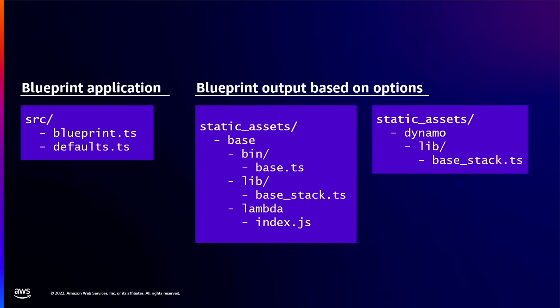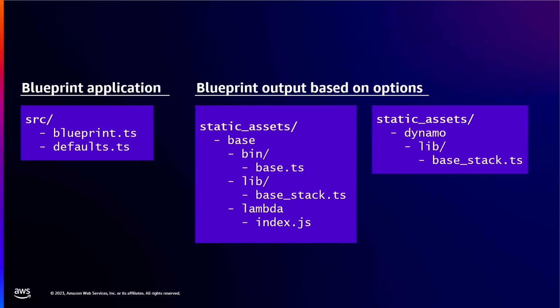But there's two main areas. We have a source folder, which has our blueprint.ts, which is our application. That's where you define options for the blueprint, as well as the logic, like what files we're going to generate and the workflows we're going to build. And then, of course, we have defaults so that they work out of the box.